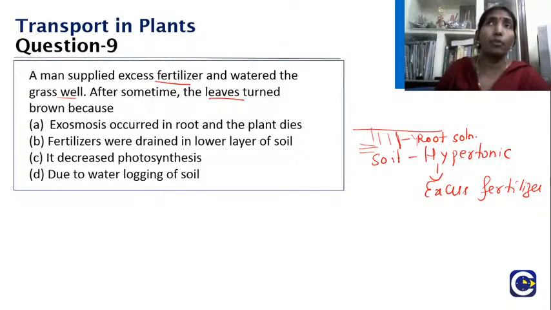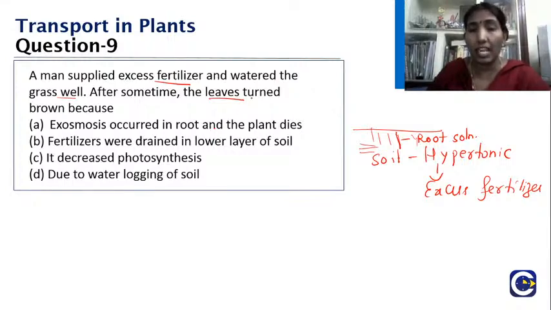So there will be movement of water from the region of lower solute concentration to higher solute concentration. So there will be net movement of water. So the exosmosis will occur from the roots. So when all that comes out, what will happen? The viability of the plant will be under check.